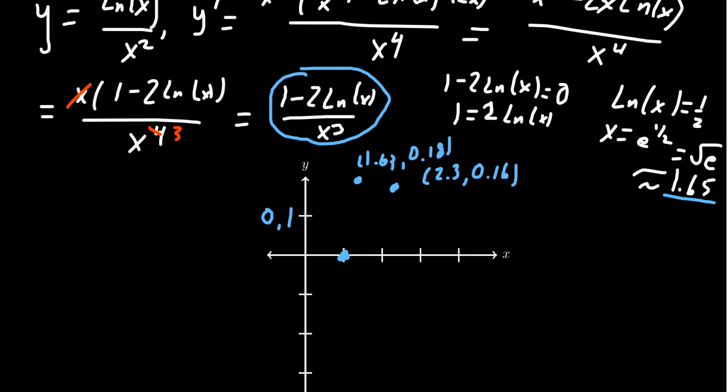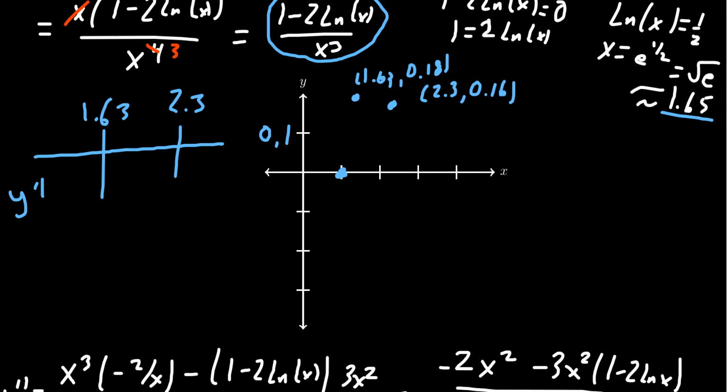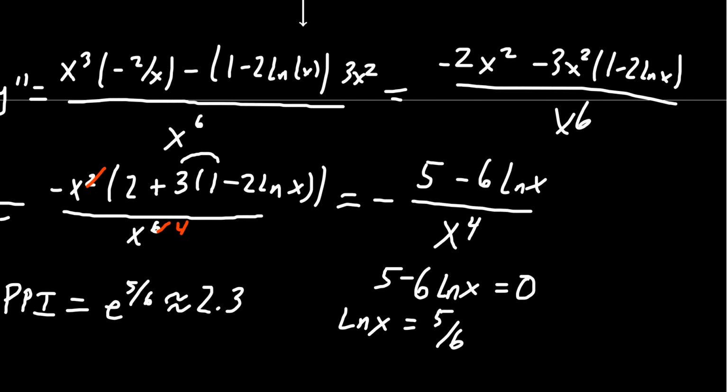And so we know we have a vertical asymptote at the y-axis. We have a horizontal asymptote at the x-axis. And if we fill out our sign chart here, we're looking at 1.65 and 2.3. If we look at the second derivative, which is off the screen right now, come back up. Our second derivative was this thing right here. The denominator is always going to be positive. There's a negative in front.